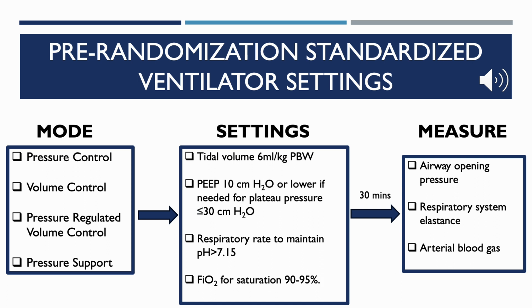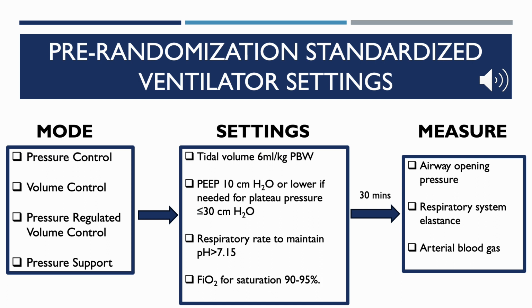After 30 minutes on the standardized ventilator settings, respiratory mechanics and lung function are assessed by measuring airway opening pressure and respiratory system elastance, and by obtaining an arterial blood gas. An important note: when the patient is in an assisted ventilation mode, the airway opening pressure cannot be done.